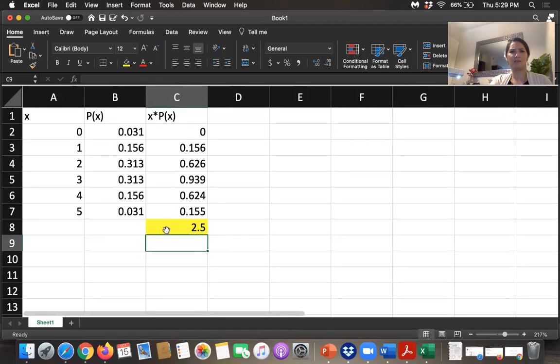Ooh, I must have typed something in or written something down incorrectly, because I did not get 2.5 when I did this on my piece of paper. So let's go back to my piece of paper.